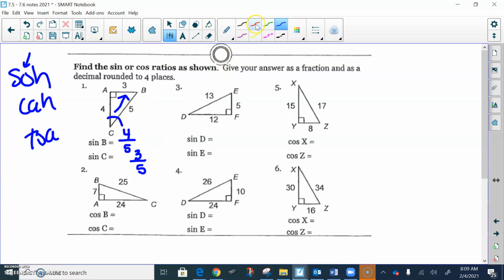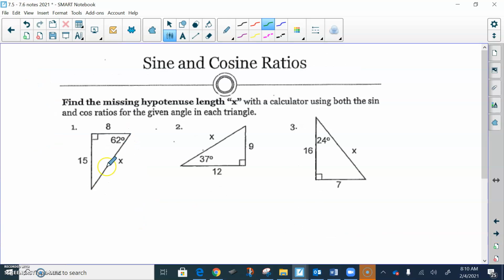Now cosine is adjacent over hypotenuse. So from angle B, the adjacent means beside. We know it's not the 25, that's our hypotenuse. So our adjacent is 7 over the hypotenuse, which is 25. But if we look from angle C, the adjacent now becomes the 24, and the hypotenuse is still the 25. Okay? And this again was just to get you comfortable using sine and cosine. Let's do some real work.